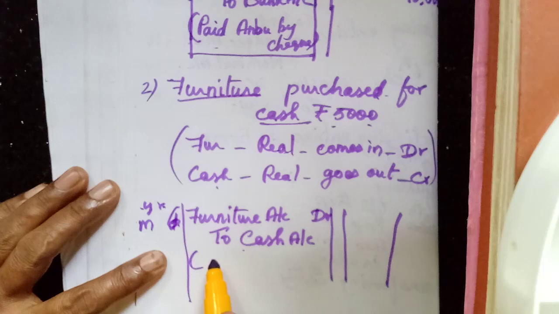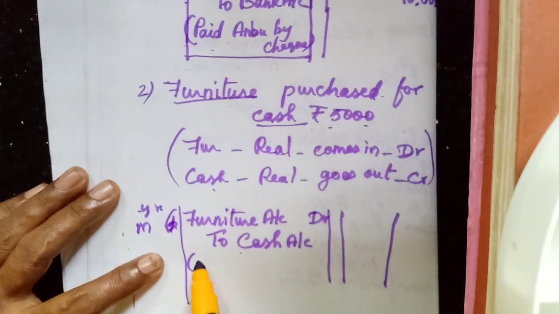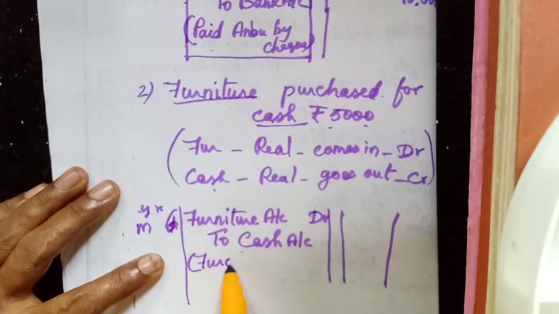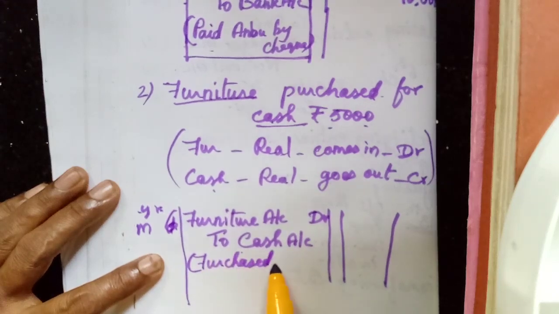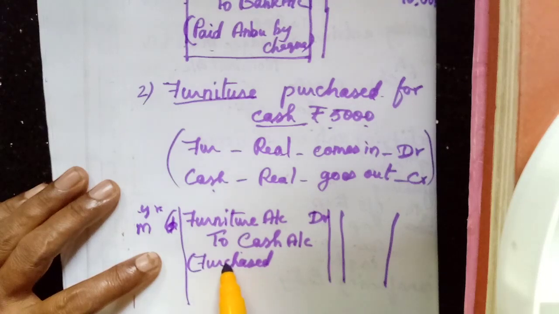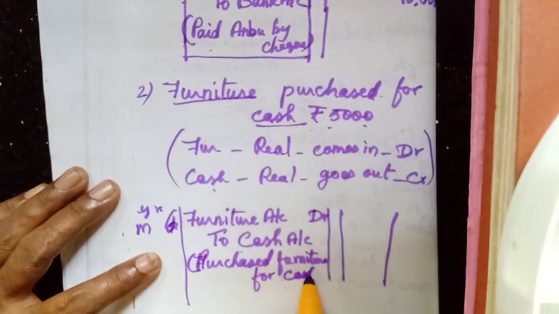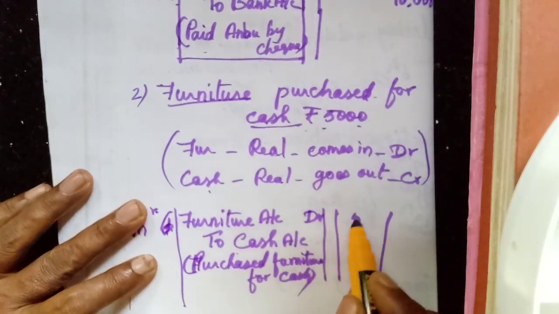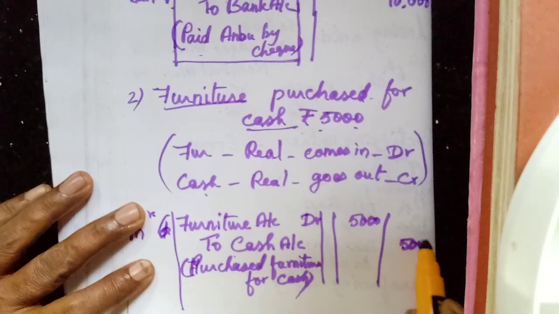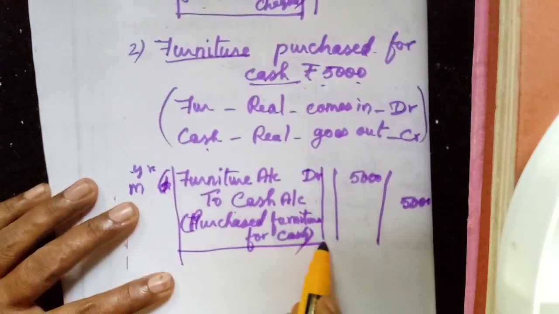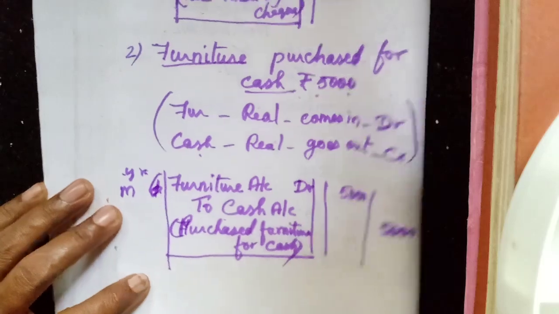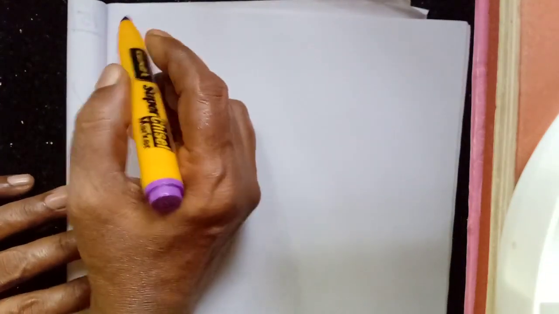Narration: furniture purchased for cash. Amount 5,000. Okay, only draw one line here. Now we have understood both the personal account and the real account. Then for example we will see one for the nominal account.